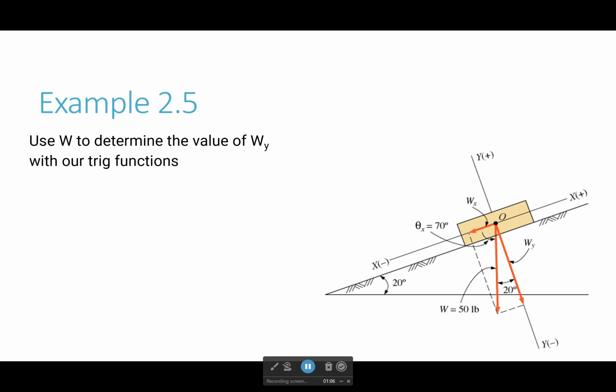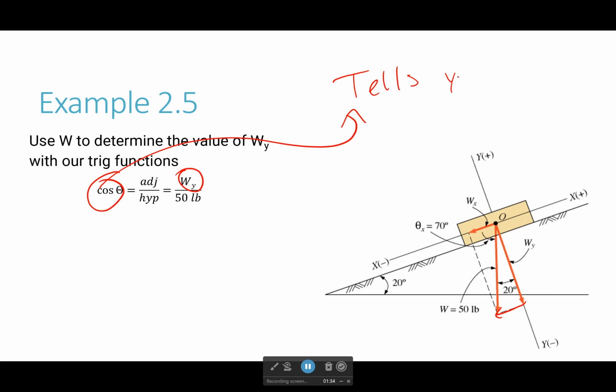So first off, we're going to figure out what WY is using our trig functions, just like we have for the last several problems. If you're looking at this triangle right here, 20 degrees is right next to WY, so we'll need cosine of theta for this one, because it's adjacent over hypotenuse. And we'll have WY over 50 pounds. Remember that cosine of theta is just telling you the ratio. That's all it does. And then you figure everything else out from there.